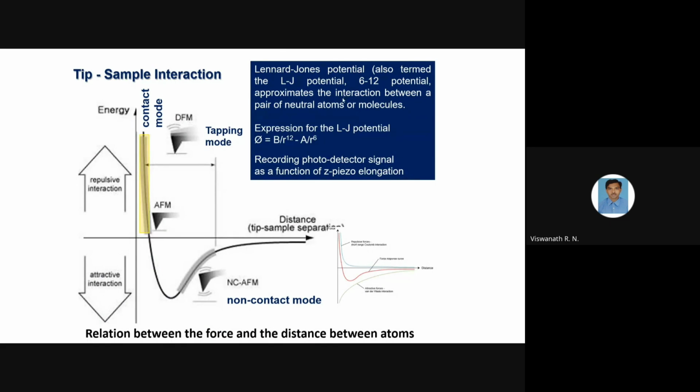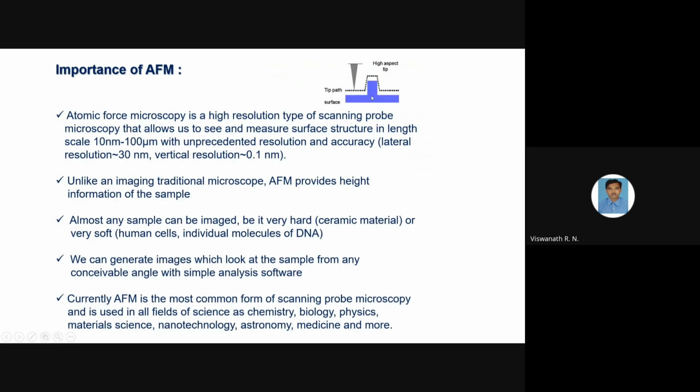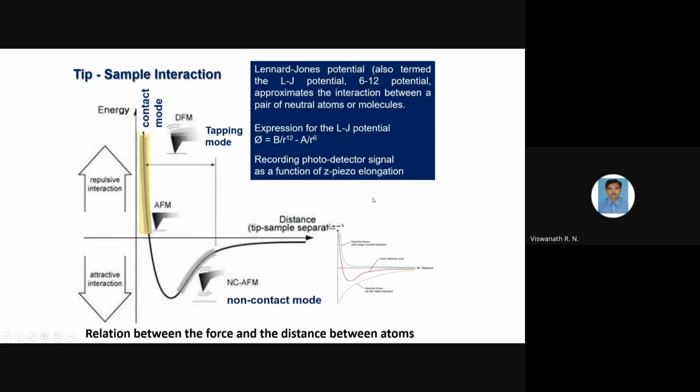Okay, this is the important thing: the force distance curve. Take any two objects, assume the tip and sample. In our case, the sample is one object and the tip is one object. If the sample and the tip are well separated, the interaction between them is negligible. That means the energy or force which is acting is very low. That is why the x-axis is very long.